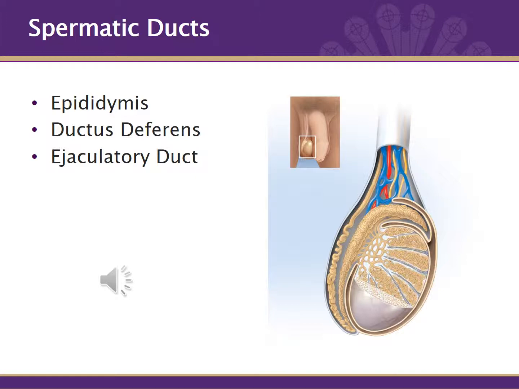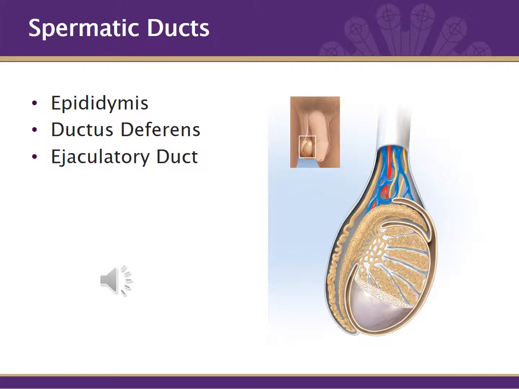This structure is found on the posterior side and is a single coiled duct. It takes about 20 days for sperm to travel through the epididymis to the distal portion where they are stored. Stored sperm remain viable for 40 to 60 days, after which they die and disintegrate.